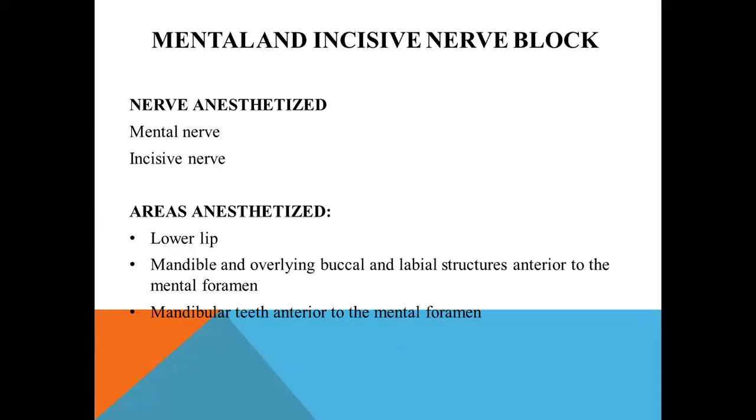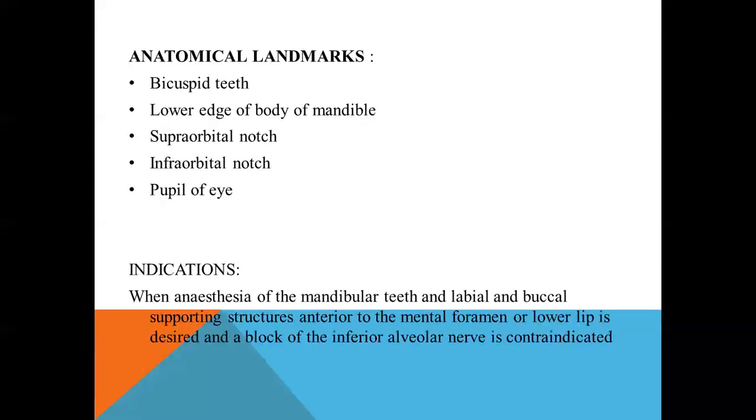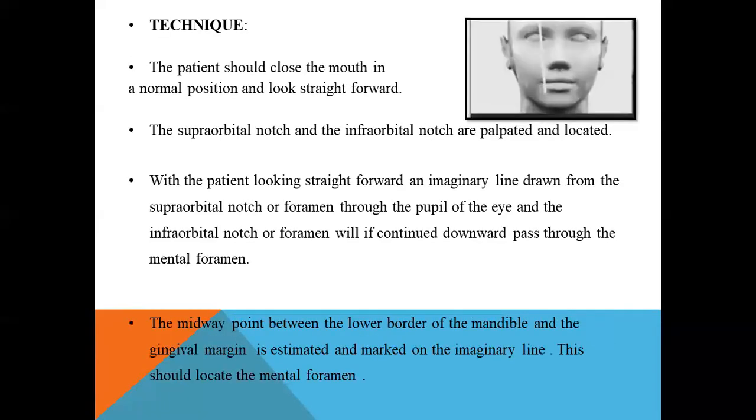The nerves which get anesthetized will be the mental nerve and then the incisive nerve. The area anesthetized will be the lower lip, mandible and overlying buccal and labial structures anterior to the mental foramen, and mandibular teeth anterior to the mental foramen. Anatomical landmarks include bicuspid teeth, lower edge of the body of the mandible, supraorbital notch, infraorbital notch, and the pupil of the eye. It is indicated when anesthesia of mandibular teeth and the labial and buccal supporting structures anterior to the foramen and the lower lip is desired and a block of the inferior alveolar nerve is contraindicated.